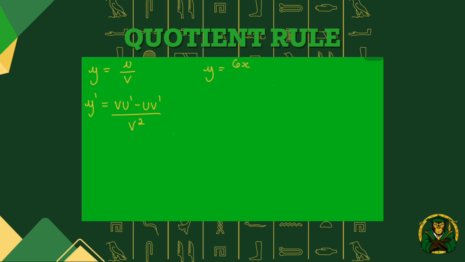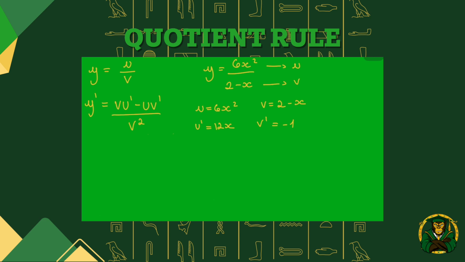Y equals 6x squared over 2 minus x. This means that your 6x squared is your u value and your 2 minus x is your v value. So u equals 6x to the power of 2 and v equals 2 minus x. Then you differentiate both values, so u dash equals 12x, v dash equals minus 1.